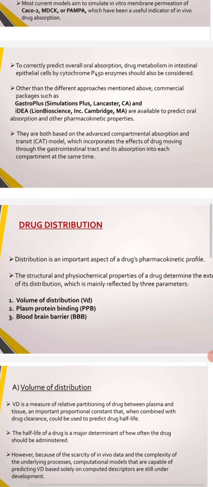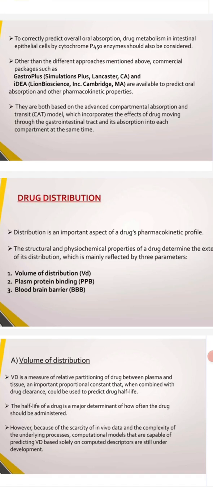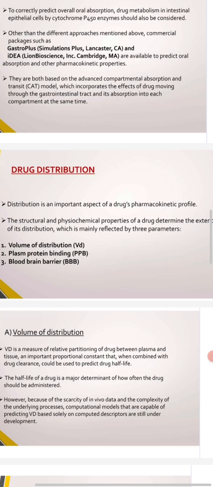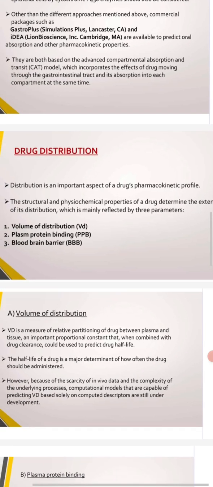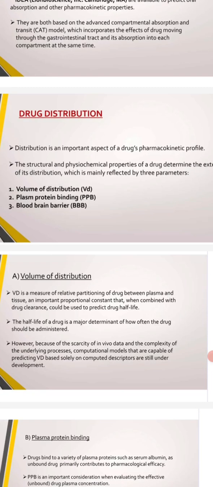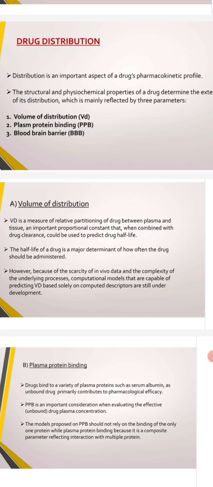Next one, drug distribution. Distribution is an important aspect of a drug's pharmacokinetic profile. The structure and physiochemical properties of a drug determine the extent of its distribution, which is mainly affected by three parameters: volume of distribution (VD), plasma protein binding (PPB), and blood-brain barrier (BBB). First one, volume of distribution.